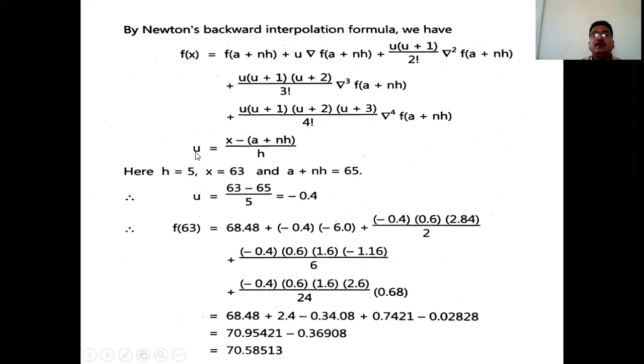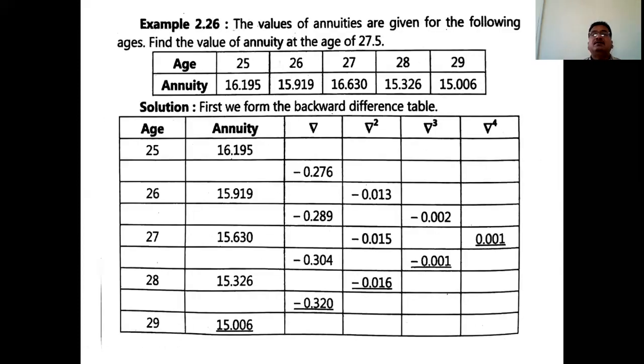What is u? X minus last point divided by h. So h is 5, x is 63, and f of a plus nh is 65. That is the last value of the function. And then find u and substitute all the values of u and this f of a plus nh, del f of a plus nh. We have this answer. That is the value corresponding to 63. The next problem.